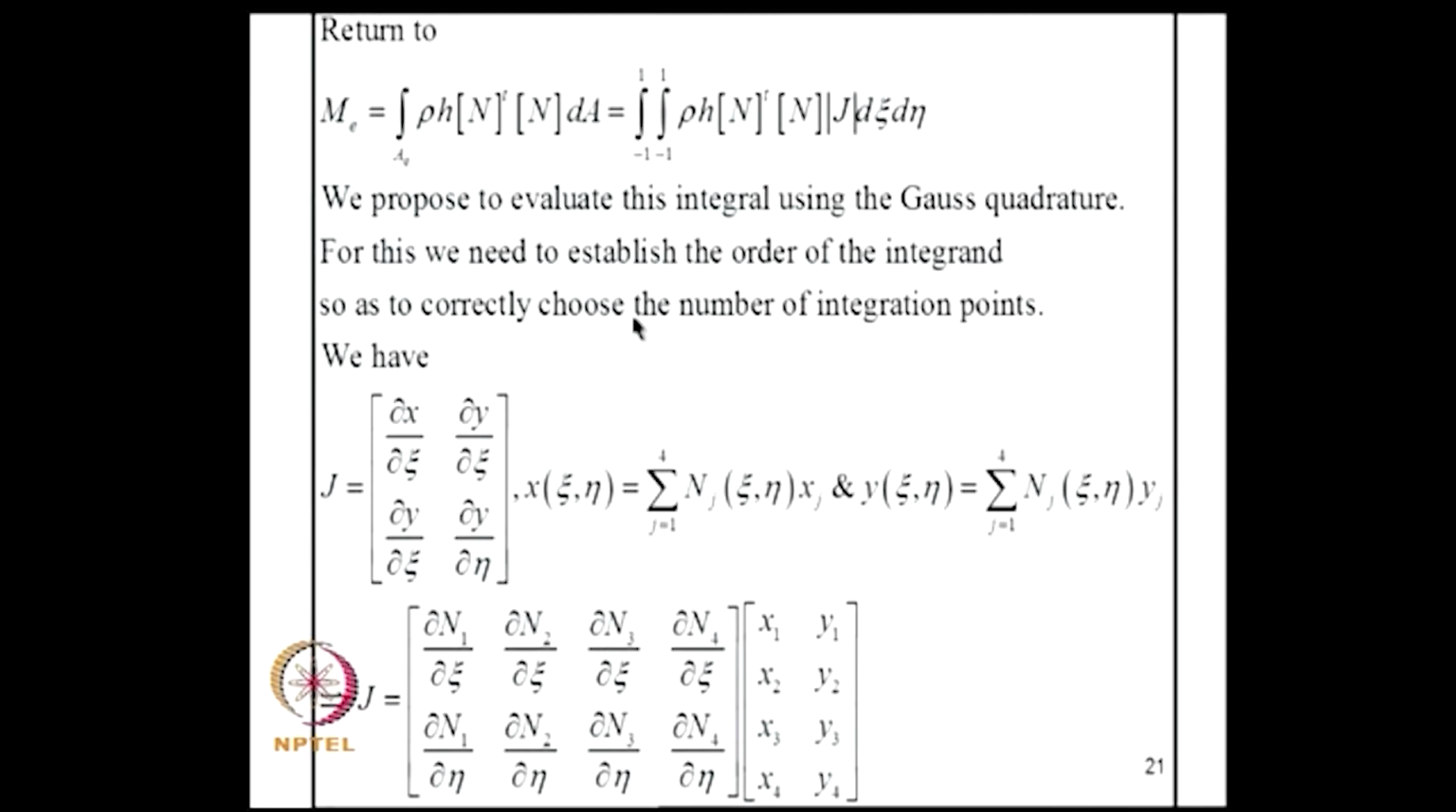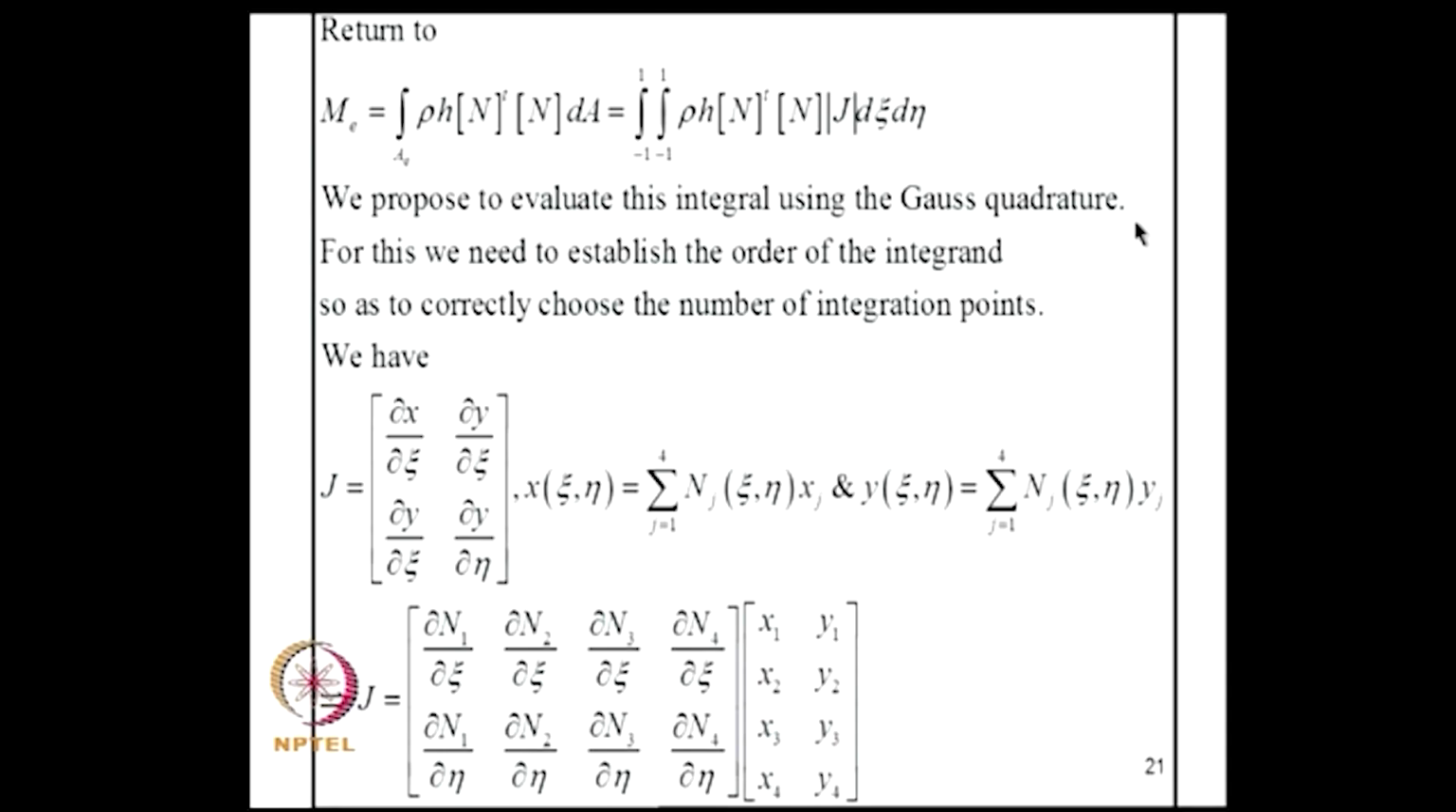Now, we will return to the evaluation of the integrals. This is a mass matrix and using the first result I will be able to write it in this form, okay, upon transformation, that is our first set of results that we got. Now, how do we evaluate this integral is a question. We propose to evaluate this integral using Gauss quadrature.